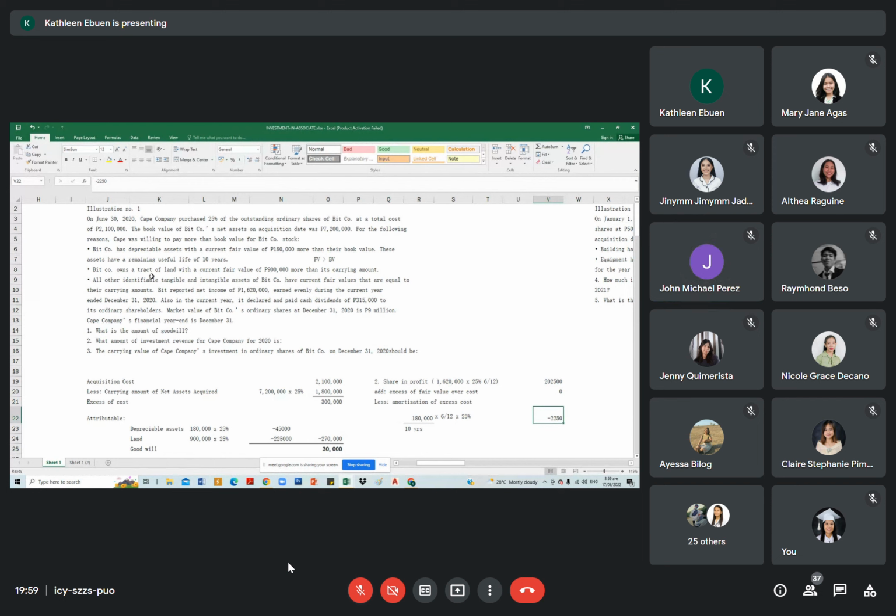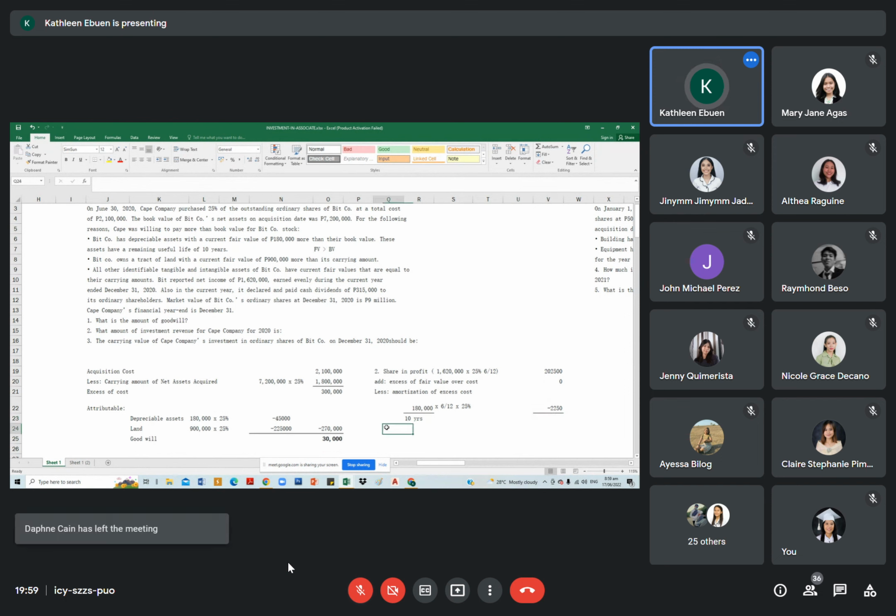Hindi po, kasi hindi pa po siya nabibili or nabenta. Hindi pa natin nasisold si land, therefore hindi natin siya isasama dito, class, sa amortization of excess cost. Kapag kasama si land, class, for example binenta siya, of course wala siyang useful life. So automatic 900,000 times 25%. Automatic yun, class. Wala siyang useful life, therefore hindi natin siya i-divide sa useful life niya. So, not amortized. Magkano ang ating investment income?